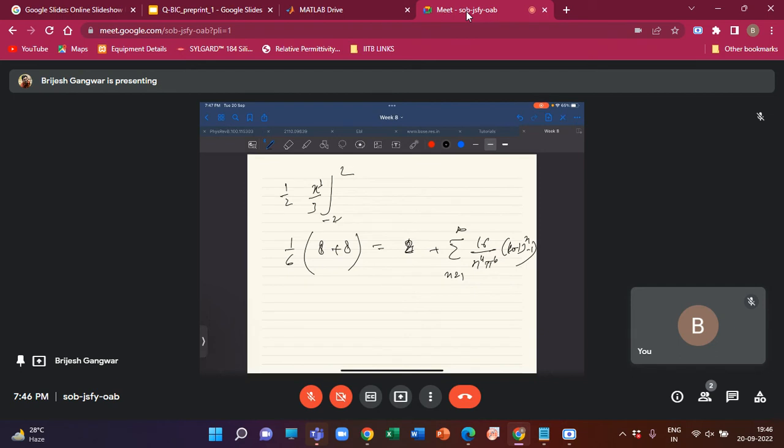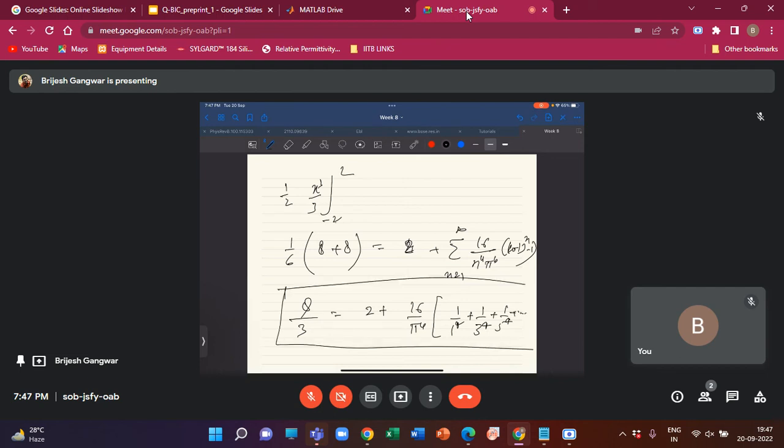2, so 4, 4, 8, 8 by 3 equal to 2 plus you can write this, 16 by pi to the power 4, and you can write from n to infinity like, 1 to the power 4 plus 1 by 3 to the power 4 plus 1 by 5 to the power 4, like that. So you can find any fraction in terms of series from this possible identity, right? Okay, so what is next?